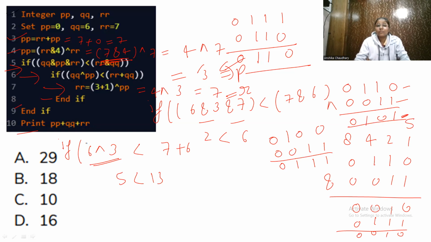So what is the value of PP? PP was last updated, so it is 3 plus QQ. QQ has never been updated, so it is 6 plus RR. RR was updated here, so it is 7. And 7 and 6, it will be 13. 13 plus 3, it will be 16. So 16, option number D will be the correct answer over here.